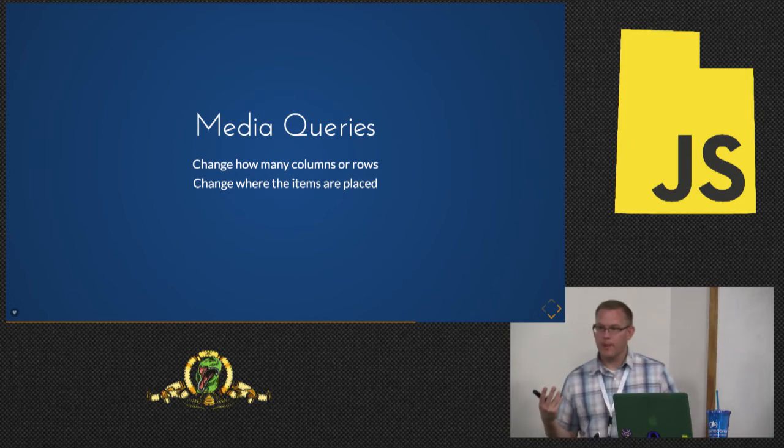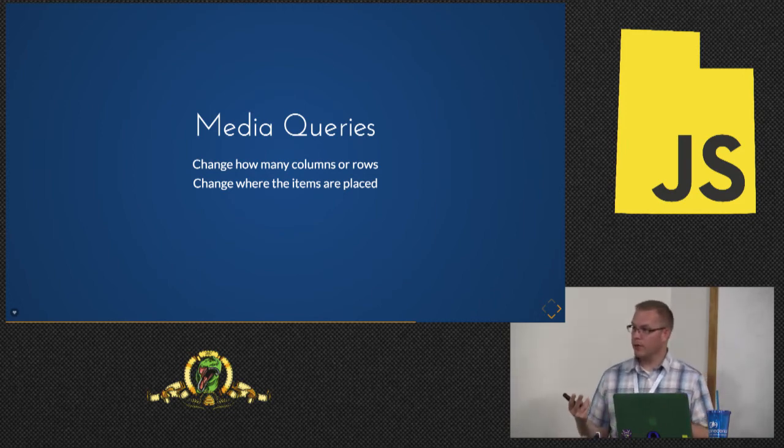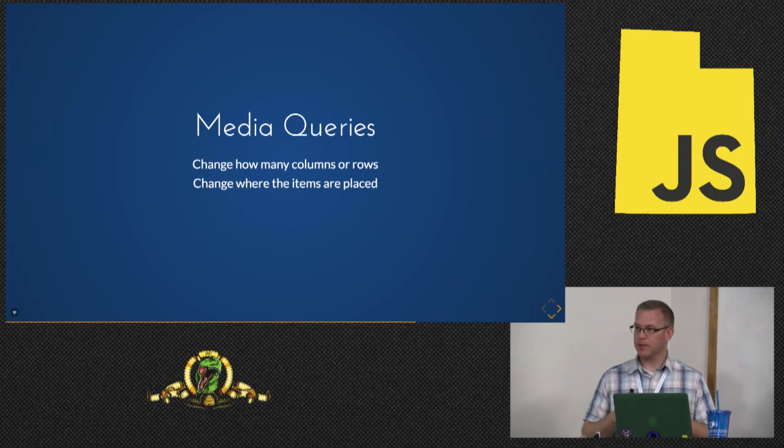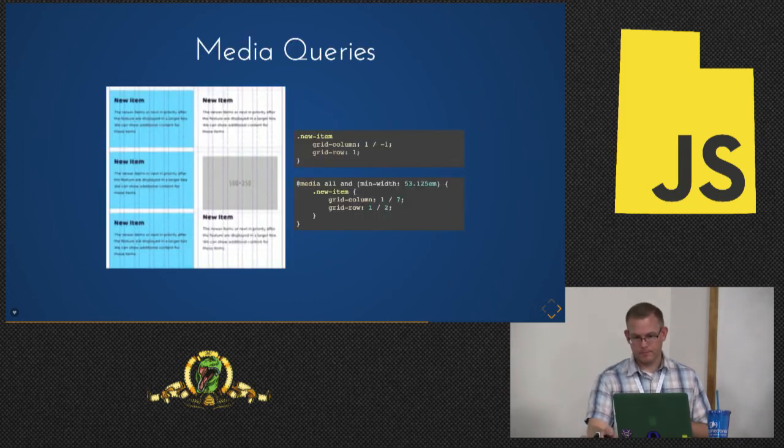So media queries. There's a couple things to think about when you're doing media queries with CSS Grid. Either you can change how many columns are in a row, or you can change where the items are placed on the columns. I chose the latter. I chose to change where the items are going to be placed.